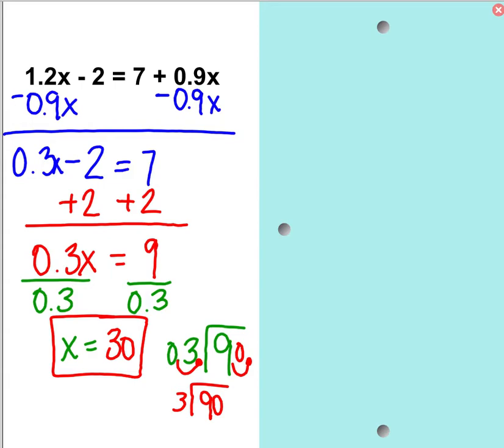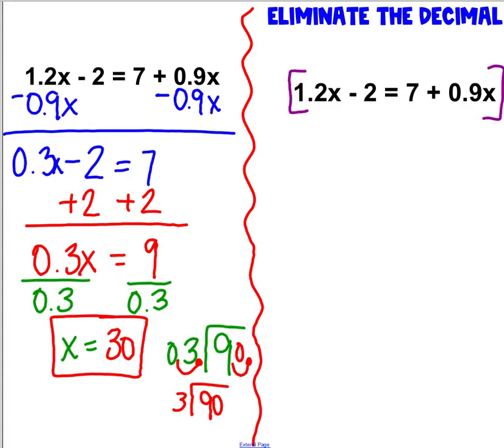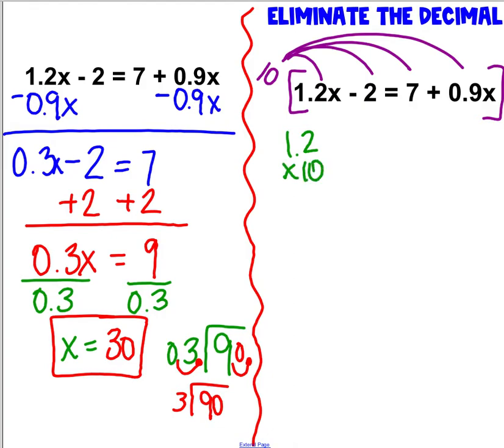So I'm going to show you a trick, okay? I'm going to do the same exact equation, but I want to eliminate the decimals because I tend to make a mistake with decimals and I don't want to. Remember, you can do anything you want as long as you do it to both sides. What number could I multiply the whole equation by to eliminate my decimals? Well, if I multiply everything times 10, watch what happens. 1 2/10 times 10.